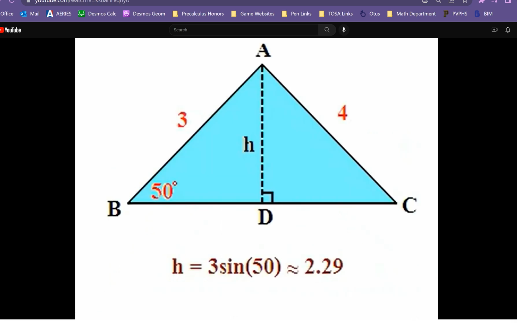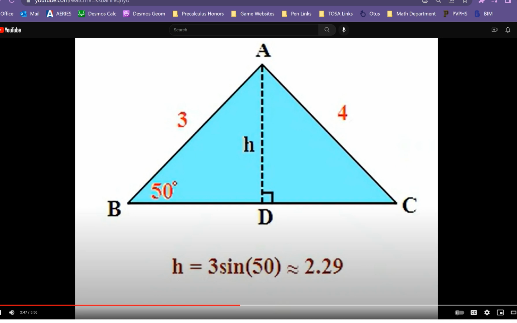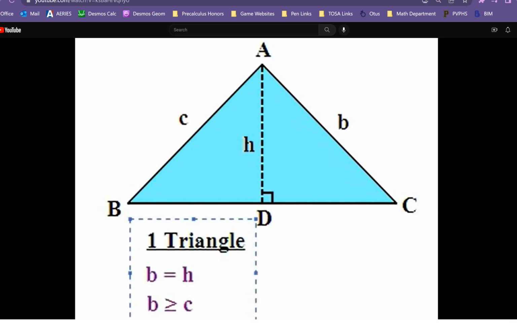Now let's take a look and see what happens when we have a two triangle situation, or the conditions that create two triangles.